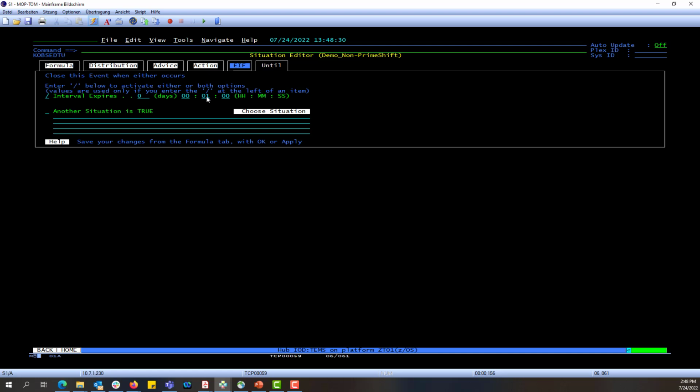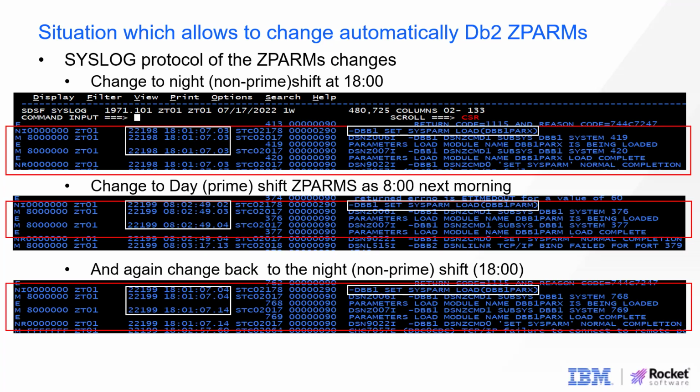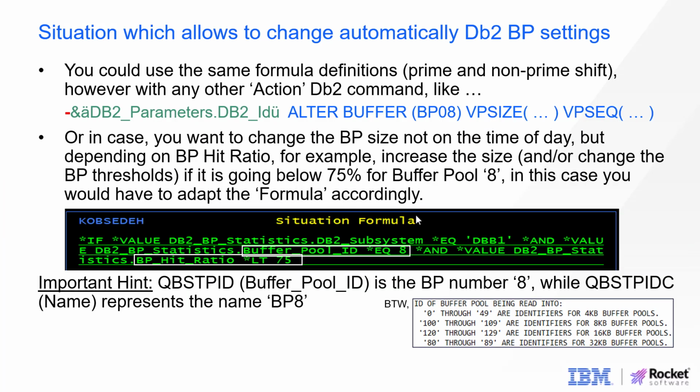Because we don't wait in this demo for the next shift change, I've pasted the syslog with the set_sysparm load command execution into this slide. As you can see, at 6 o'clock, at 8 o'clock in the morning, and again at 6 o'clock in the evening. As I mentioned, instead of running set_sysparm load, you can also define any DB2 command like alter buffer pool, or you use any metric like buffer pool hit ratio in your formula condition to initiate the alter buffer pool command.